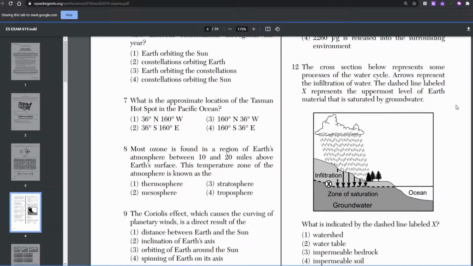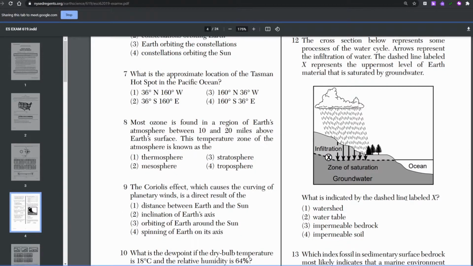Cross-section below represents some processes of the water cycle. Arrows represent the infiltration of water. The dashed line labeled X represents the uppermost level of earth material that is saturated by groundwater. What is indicated by the dashed line labeled X? So you can see here we have rain or some kind of precipitation. We have infiltration. That's when water goes into the ground. We have the zone of saturation, which is the groundwater. And we have the very top of the zone of saturation, or the very top of the groundwater. And we call that the water table.